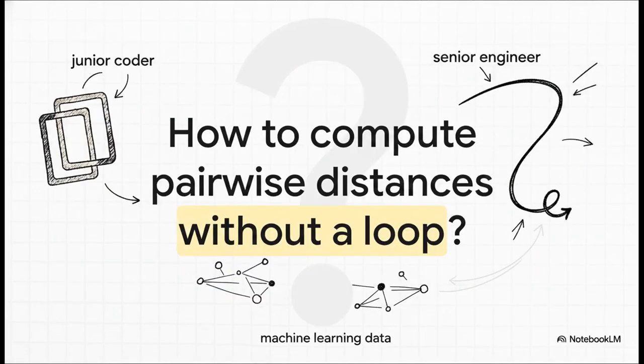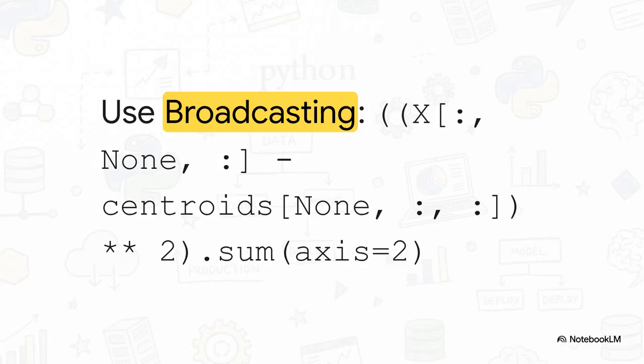Ooh, okay, this one is the final boss of broadcasting questions. A junior developer would immediately start writing 2 nested for loops. A senior engineer, they do it in one single elegant line of code. And boom, there it is. By using None to cleverly insert a new axis into each array, you force NumPy to broadcast them. It basically creates a grid and calculates all of the differences between every point and every centroid, all at once. This one line does the entire job. It's fast, it's clean, and it proves you really get how NumPy works on a deep level.